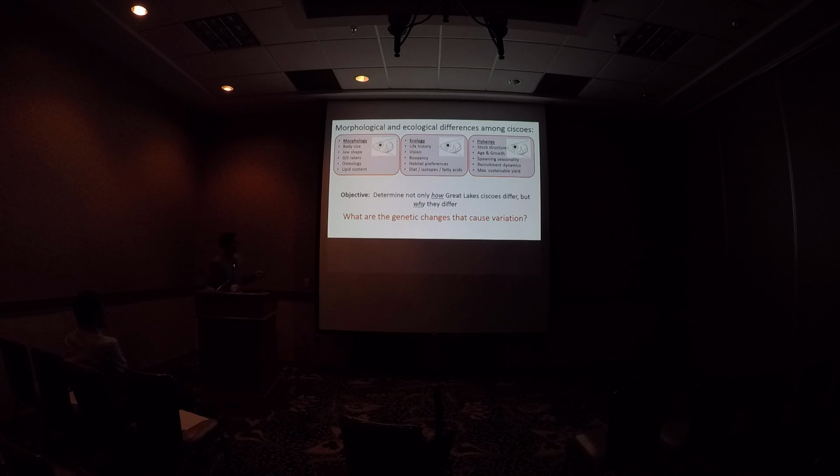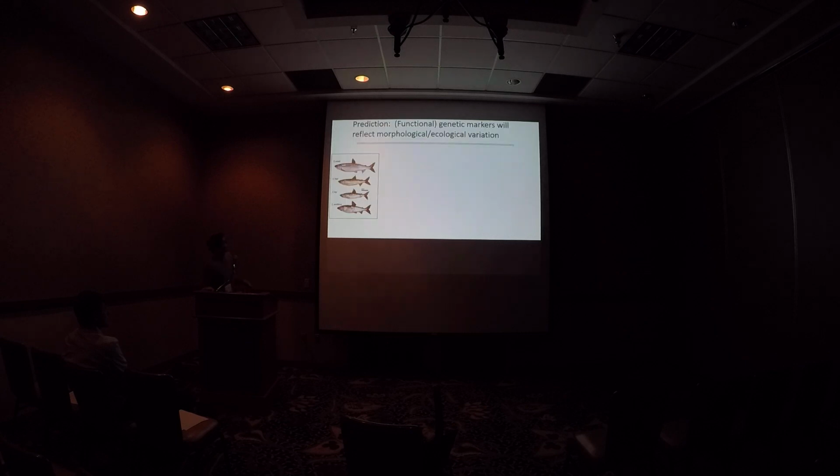So our objective in this research is to determine not only how Great Lakes Cisco differ across these various data sets, but also why they differ. So mechanistically, what's happening in their biology that produces this variation. We're taking a genetic focus here, but trying to pair it with different types of data sets. So what are the functional genetic changes that cause this variation? That's our key question. As I said, we've been looking in Lake Superior at some of the extant diversity there. We've done a variety of studies trying to link genetic variation with morphological, so body shape variation, as well as things like stable isotopes, which might reflect diet preferences.